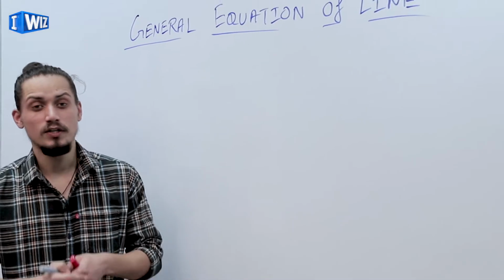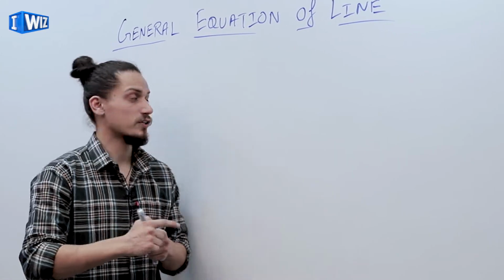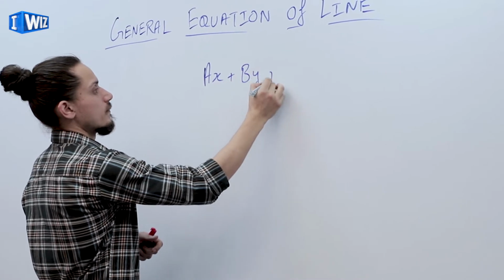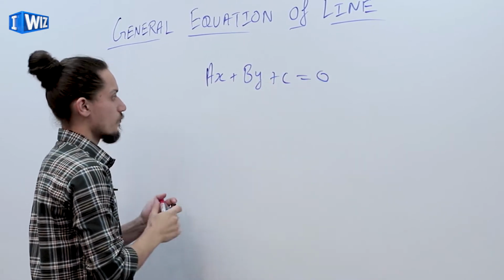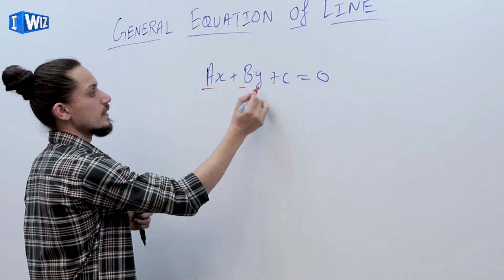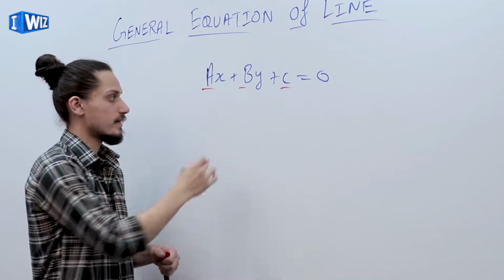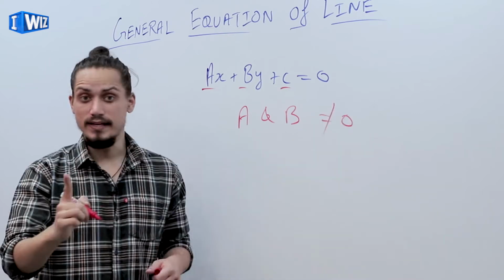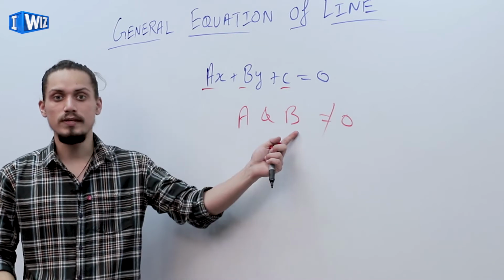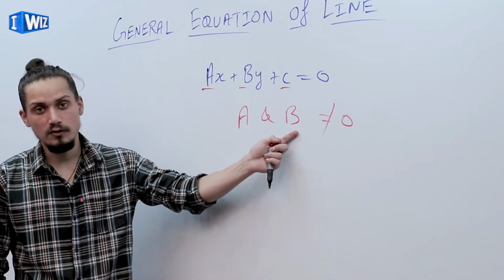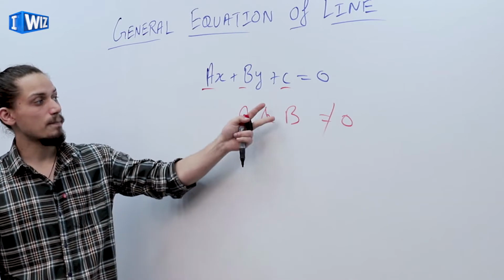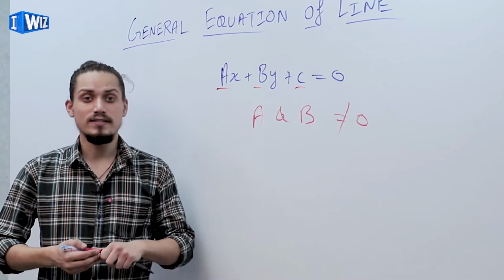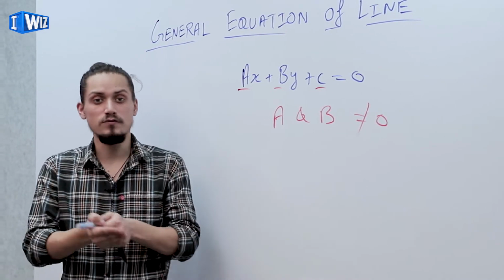Now we all know a general equation of line of first order is written as ax plus by plus c is equal to 0, where a, b, c are constants, but a and b cannot be equal to 0 at the same time. मतलब a 0 होगा तो b 0 नहीं हो सकता, similarly b 0 होगा तो a 0 नहीं हो सकता. Now this is the basic form of general equation of line. Now let's discuss a few different forms of general equation of line.